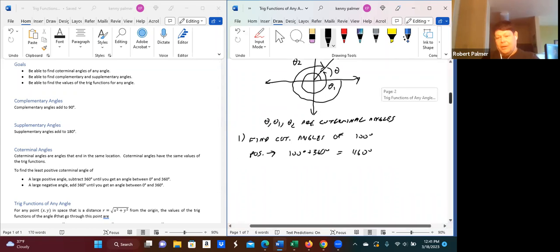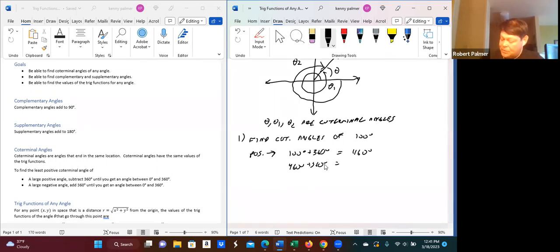Another one would be to just add another 360. So 460 plus 360 would be 820 degrees. Those are all coterminal angles. Those all end at the same place.